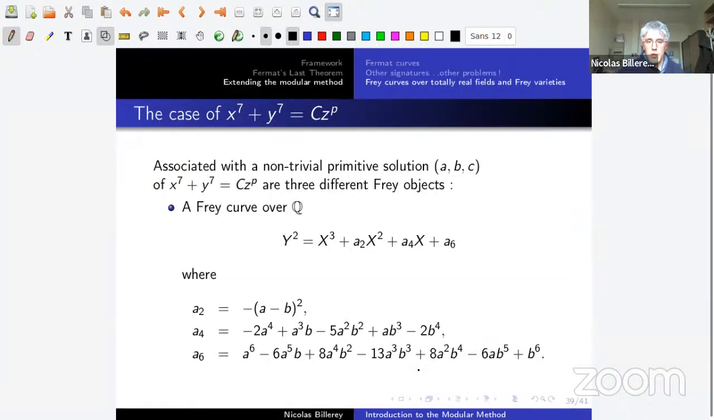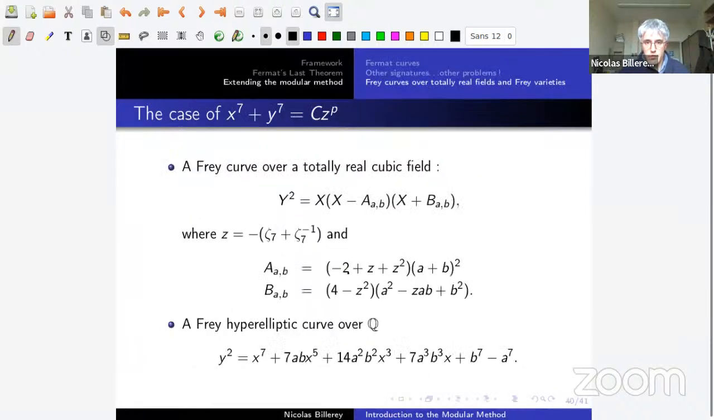And let me just mention that for that specific case where signature (7,7,p), it's a very nice situation because here we have three Frey objects that are attached to that equation. First of all, we have a Frey curve over Q, as I said before. So here's the explicit equation. It's not quite easy to check that it has the right properties, but trust me that's the right equation over Q to consider.